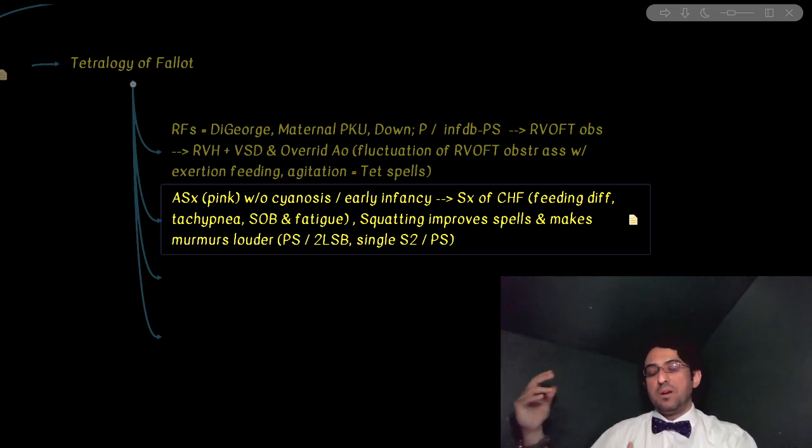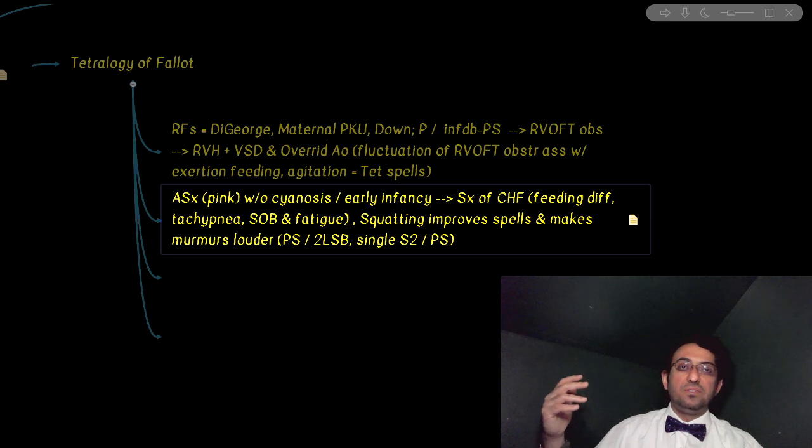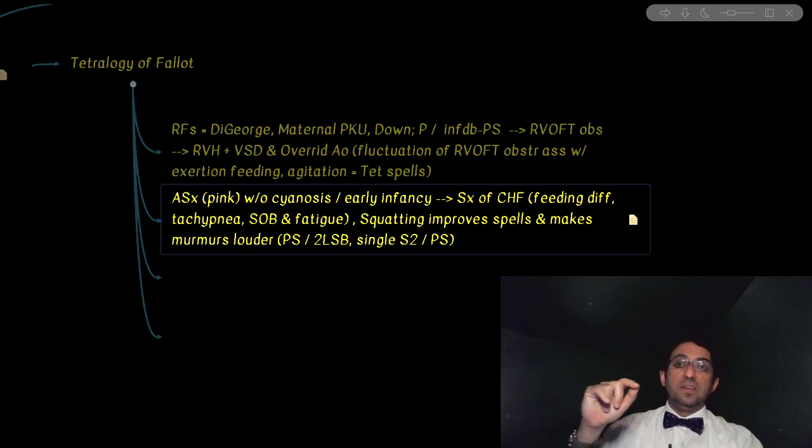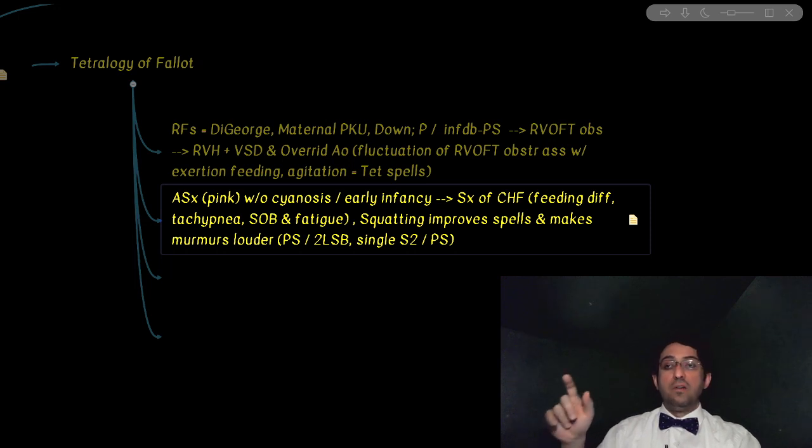Now, between the murmur of pulmonic stenosis and that of VSD, which one is considered the main murmur? In general, the main murmur of tetralogy is that of the pulmonic stenosis. Let's move on to the next pathophysiologic change, and that's the effects of squatting. What's the effect of squatting on the murmurs of tetralogy?